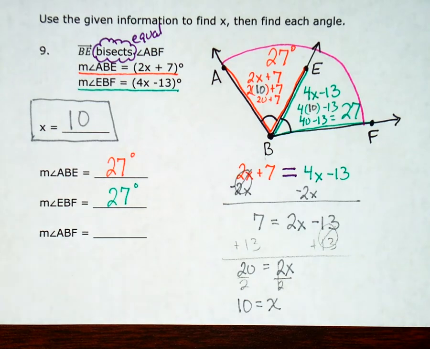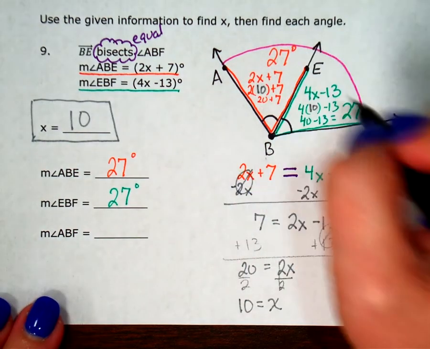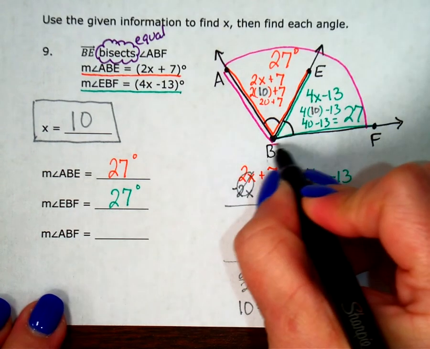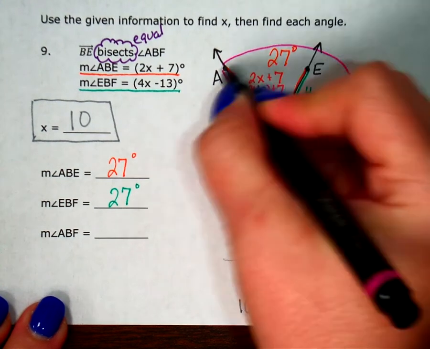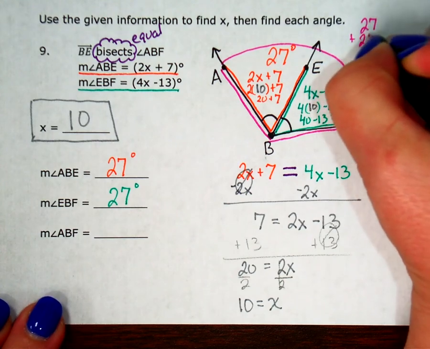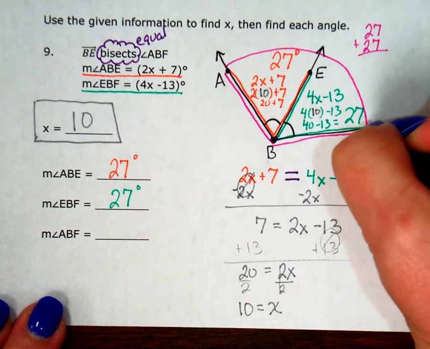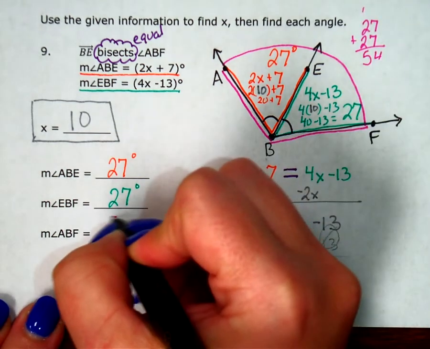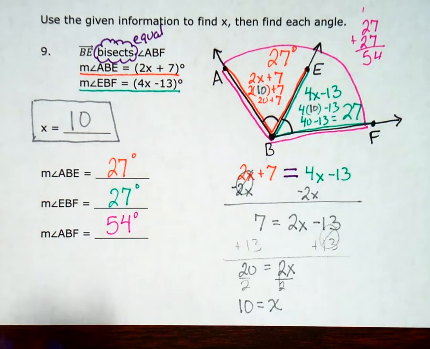Okay? There's still one more angle it wants me to find. It wants me to find the measure of angle ABF. So where is angle ABF? A, B, F. Oh, that's the whole thing, right? So that's going to be 27 plus 27 will give me the whole angle. So that's going to be 54 degrees.